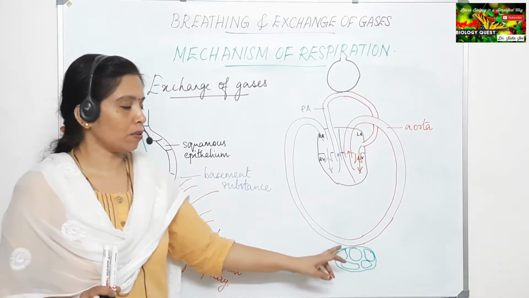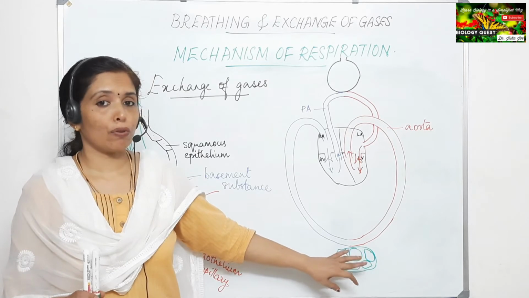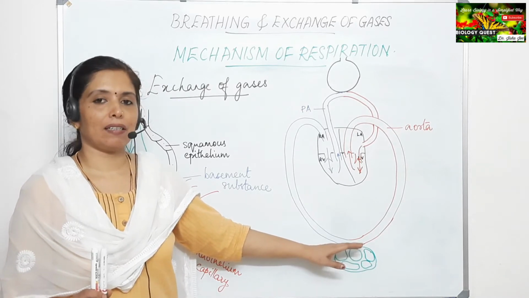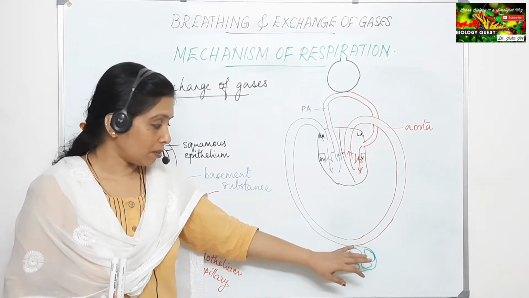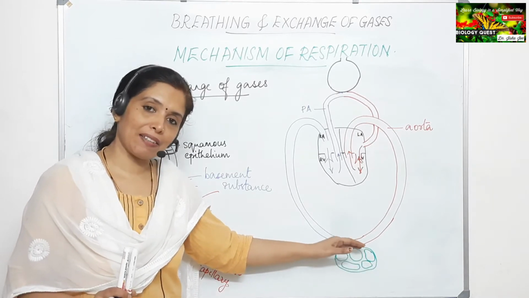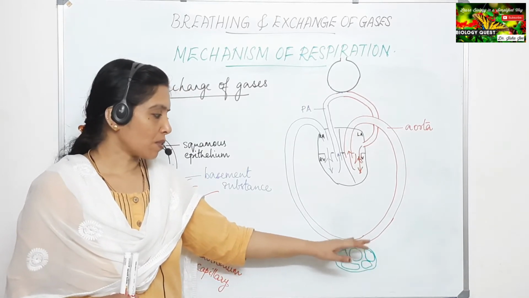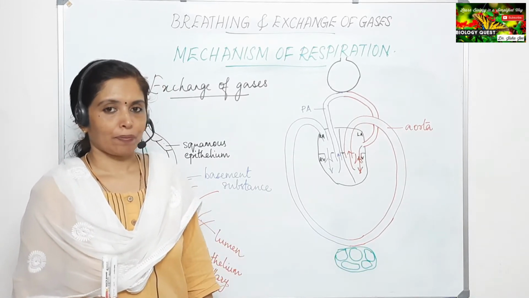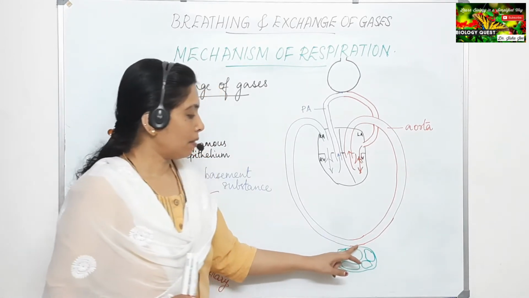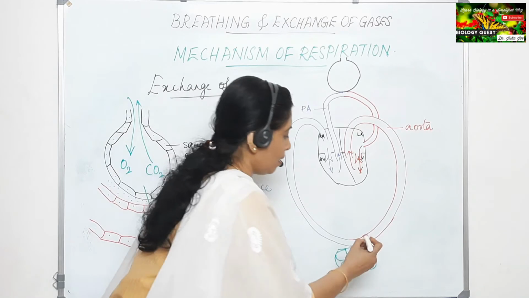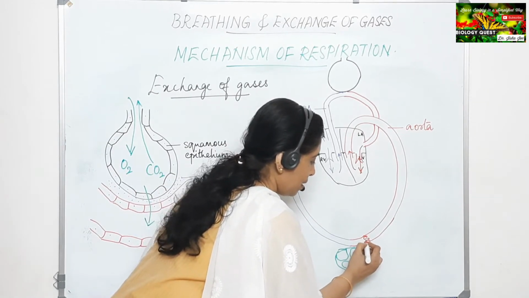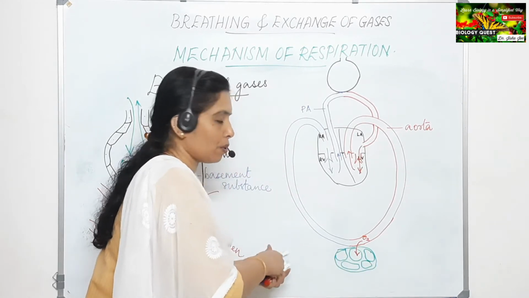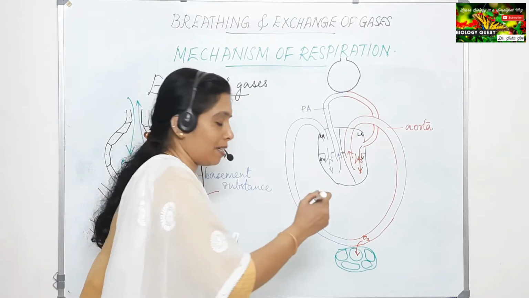So exchange of gases in the tissue takes place at the level of capillaries. That is, the carbon dioxide in the cells of the tissues diffuses into the blood in the capillaries, and the oxygen from the blood in the capillaries diffuses into the cells of the tissue. So that is the oxygen rich blood. The oxygen present in this blood diffuses into the cells of the tissue, and as I told you, respiration takes place in the cells of the tissue.